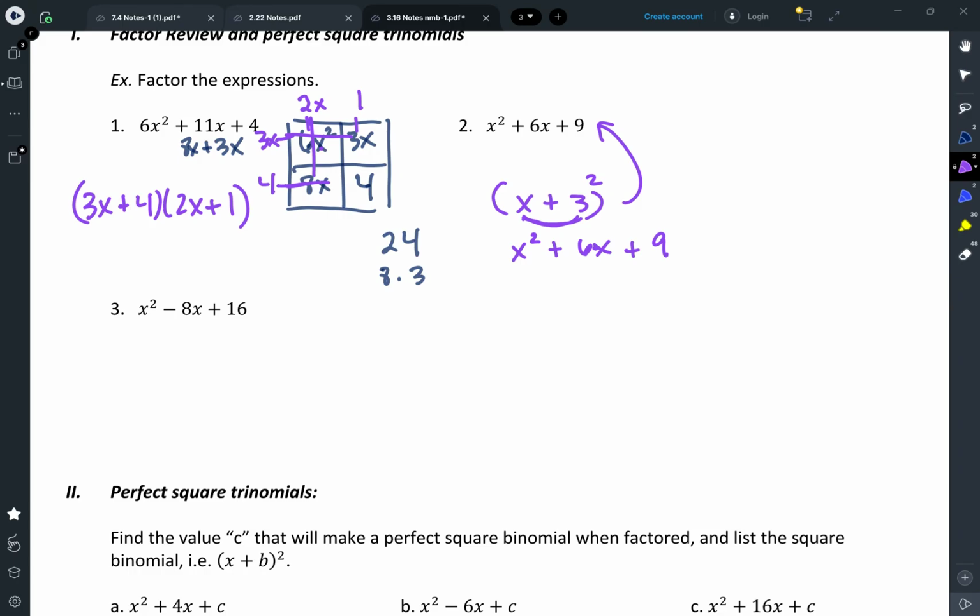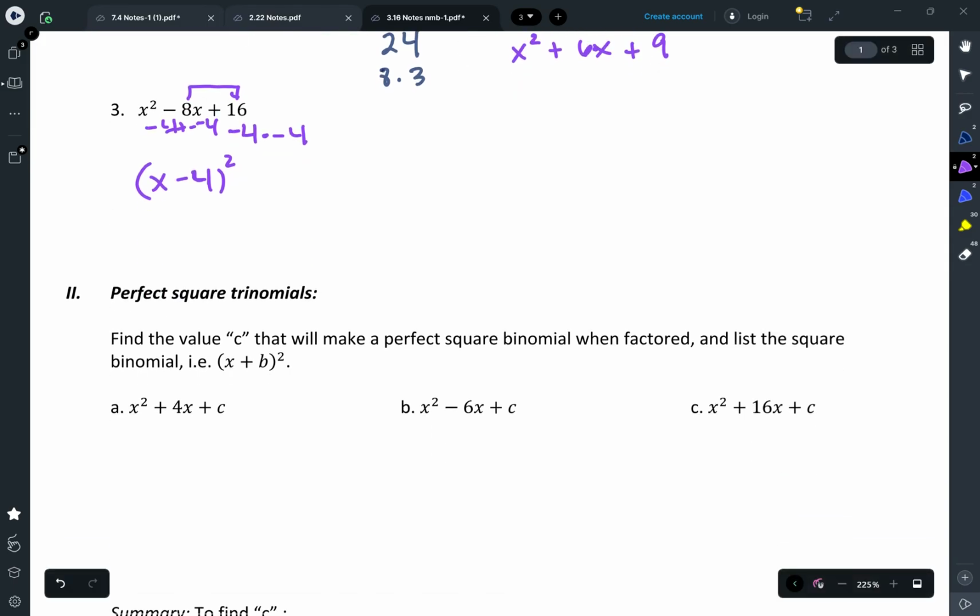On the last one, I've got to figure out what multiplies to make 16, adds to make negative 8, and that is going to be negative 4. Negative 4 times negative 4 makes a positive 16. When I add them, it's a negative 8. So again, if I want to go from the 8 to the 16, I've got to take half of it because it was doubled and then square it. This one's going to be a quantity x minus 4 squared. So really working with that pattern today.